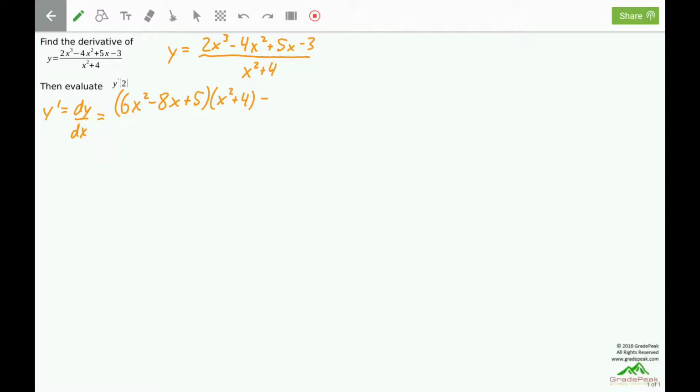minus the numerator left alone, 2x cubed minus 4x squared plus 5x minus 3, times the derivative of the denominator. Power rule. Bring down the 2, subtract 1 from it. 2x, derivative of 4 will be a 0. All of this over the denominator squared, x squared plus 4 squared.